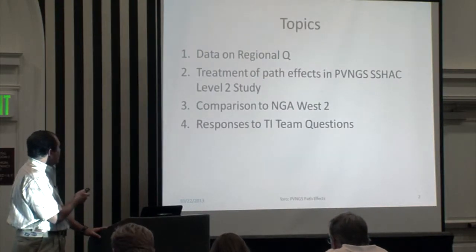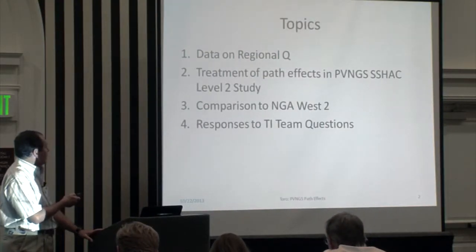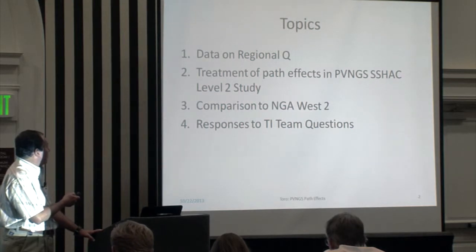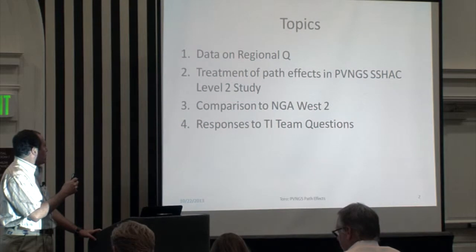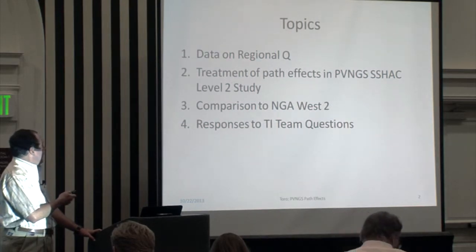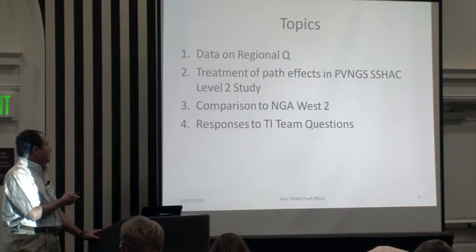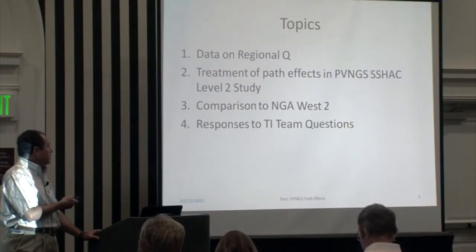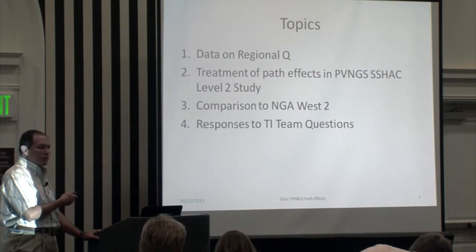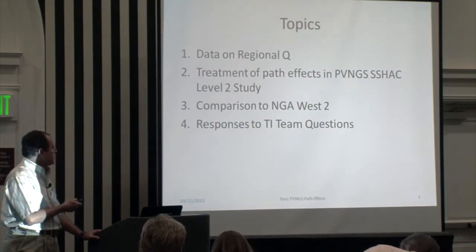Again, data on regional Q. Kevin showed you a lot of that. I'm not going to repeat that, but I'm going to just have one zoomed in map that shows things in what I see as a little bit more clear way. Then I'll show you how we treated path effects in the level 2 study, which is, again, a simplified way of doing it, but it shows what one can do with this information. Comparison to NGA West 2, and then responses to the specific TI team questions.